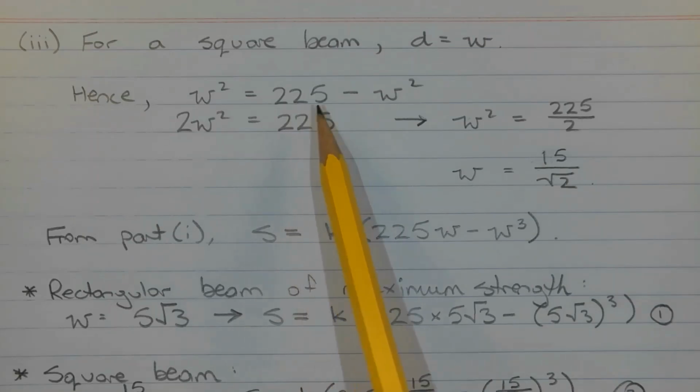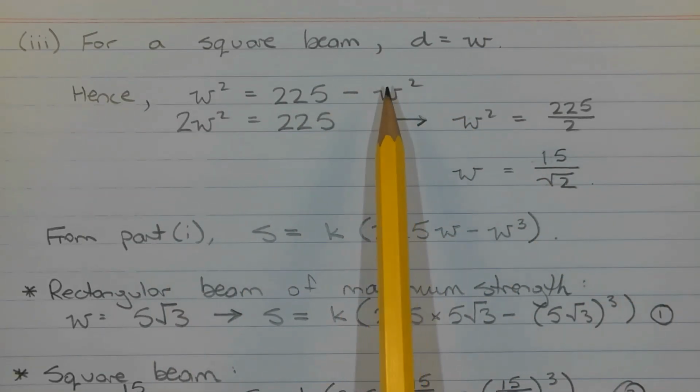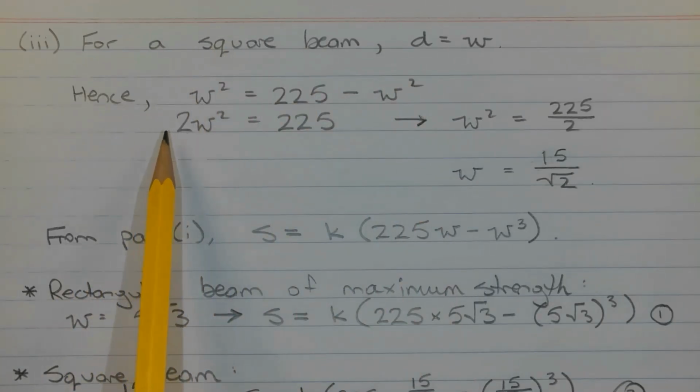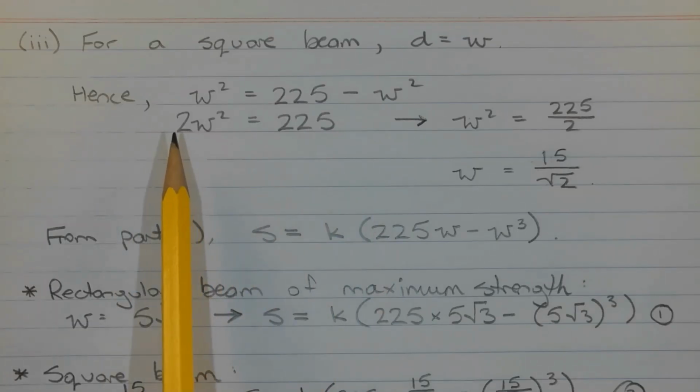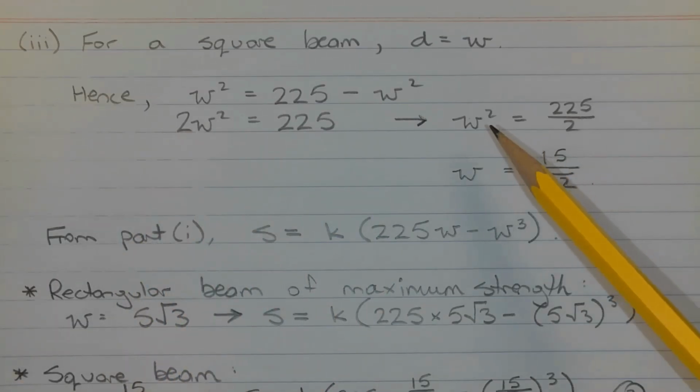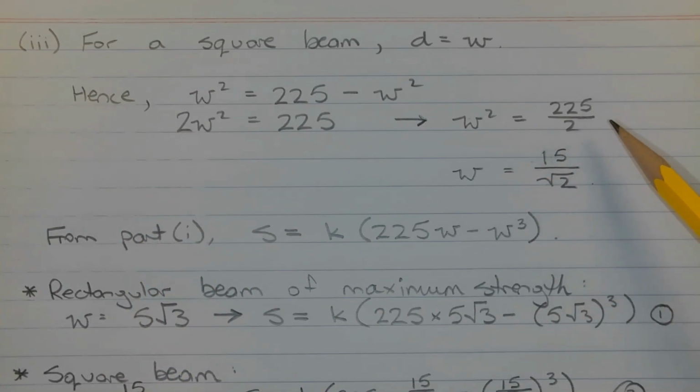W squared is equal to 225 minus W squared. Now we can move this negative W squared over to the left-hand side and we get 2W squared is equal to 225. Dividing both sides of the equation by 2 to isolate W squared, we get W squared is equal to 225 over 2. And taking the positive square root of both sides, we get W is equal to 15 over the square root of 2. Now from part 1, recall that the strength S in terms of W is K times, open bracket, 225W minus W cubed, close bracket.